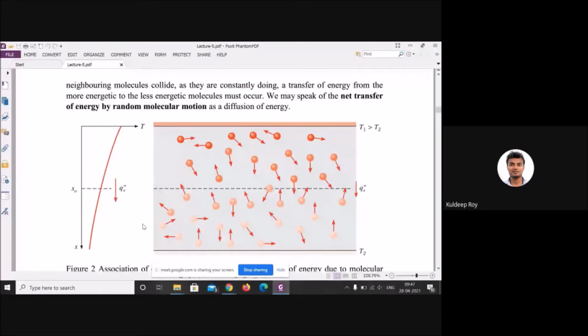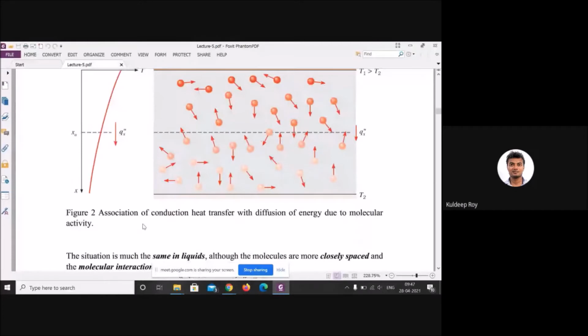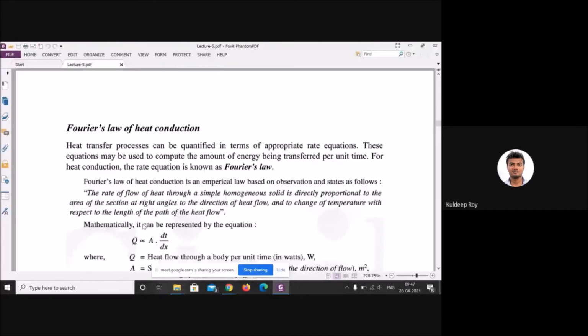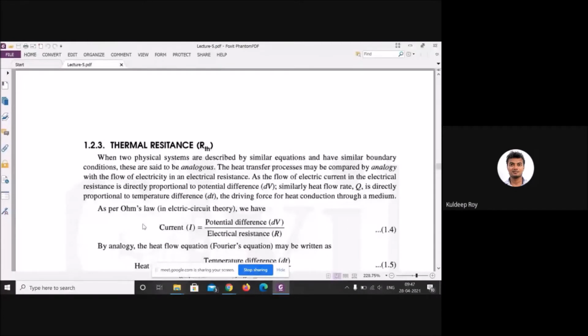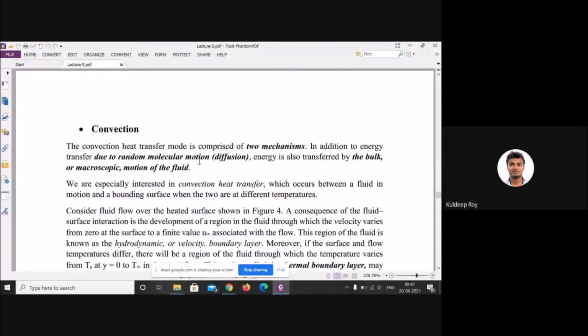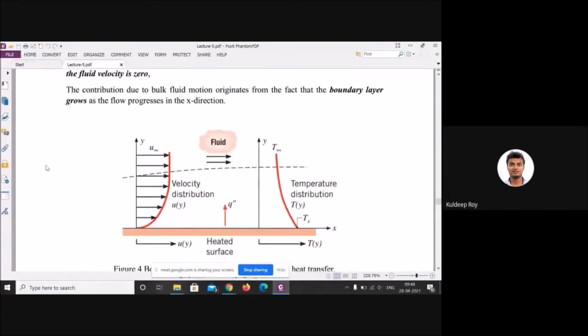Now what is happening here? Here we are saying, of course there will be random molecular motion, diffusion will be there, but in addition to that there will be the bulk motion. Bulk motion, what does that mean? It will occur due to the motion of the fluid. Okay, now first of all we will directly go to the mechanism and what it looks like. Let us have a look.